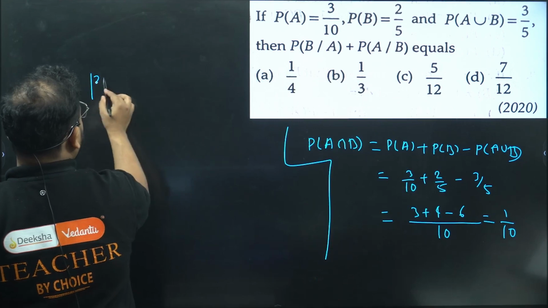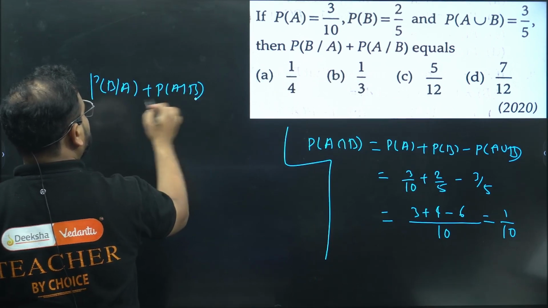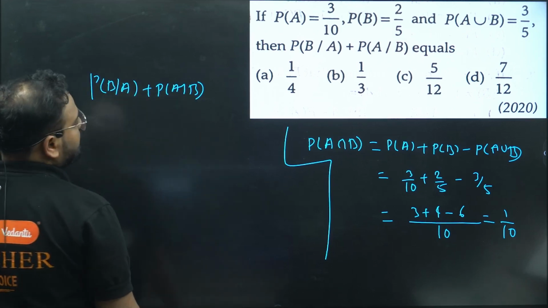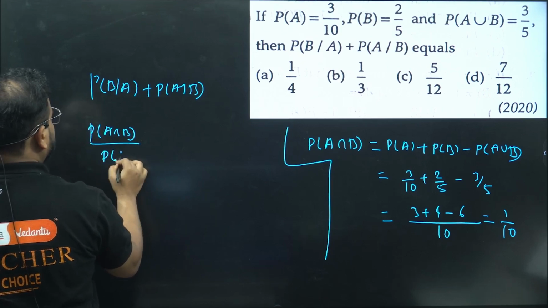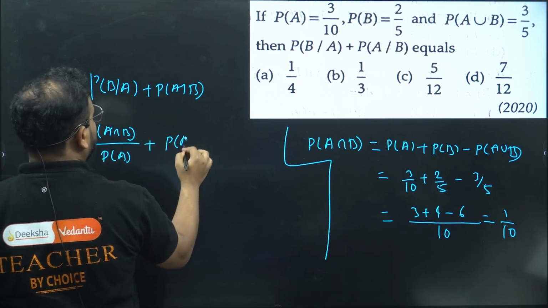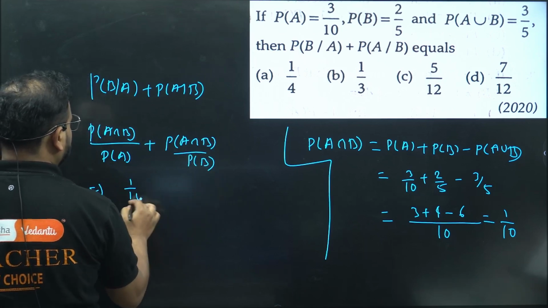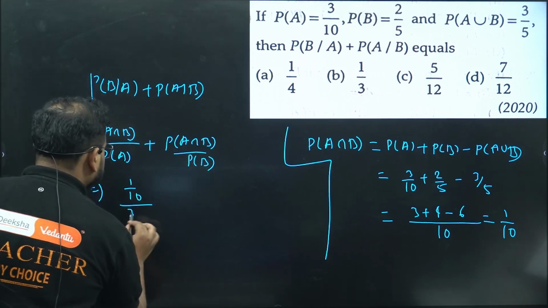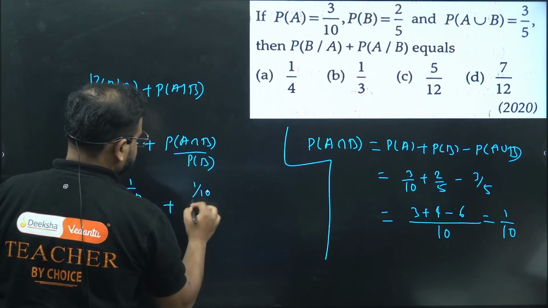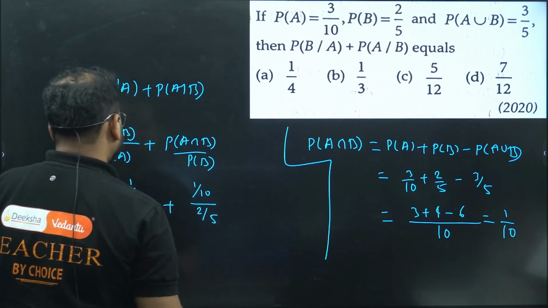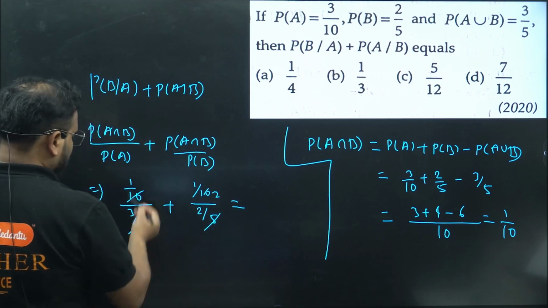Let's get the final answer from here. I need the value of P(B|A) plus P(A|B). Both are conditional probabilities. How much is that? P(A intersection B) upon P(A) in this case, plus P(A intersection B) upon P(B) in this case. I have 1 by 10 upon 3 by 10, plus 1 by 10 upon 2 by 5. The 10 and 10 cancel, so I get 1 by 3 from here.